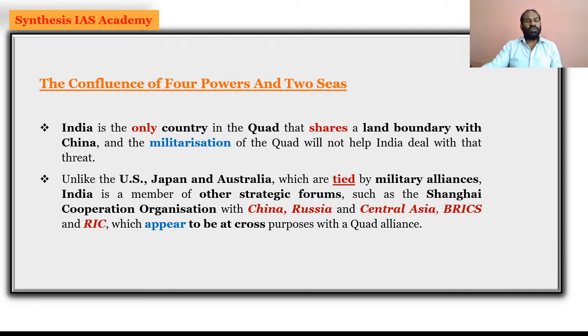When we talk about the confluence, that is the joining of four powers and the two seas together, India is the only country which is part of the Quad, that is the quadrilateral, of India, US, Japan and Australia. These are the four countries which are part of the quadrilateral, and India is the only country which shares a boundary with China.